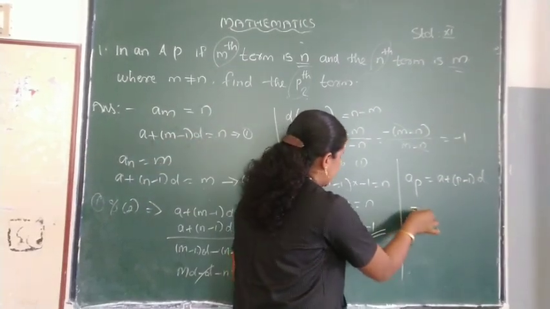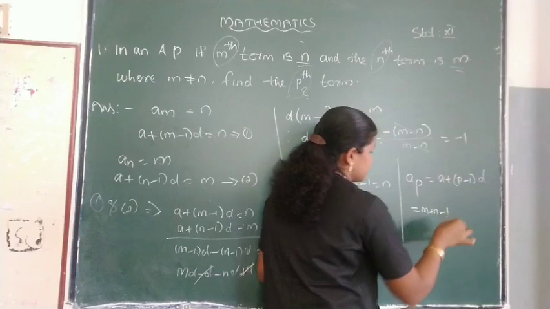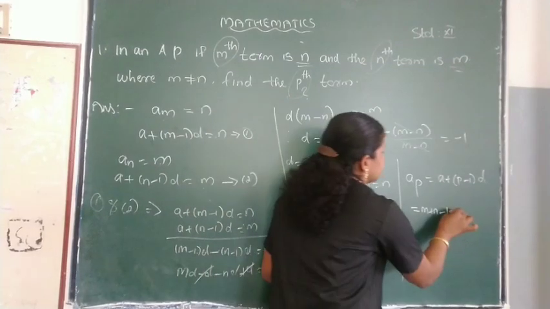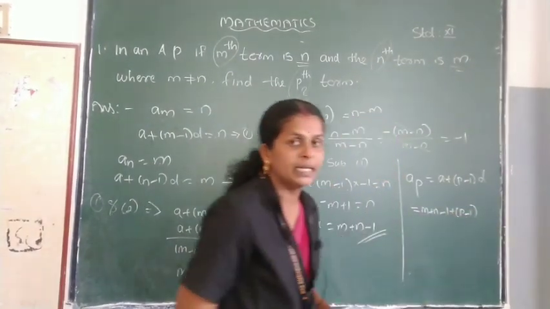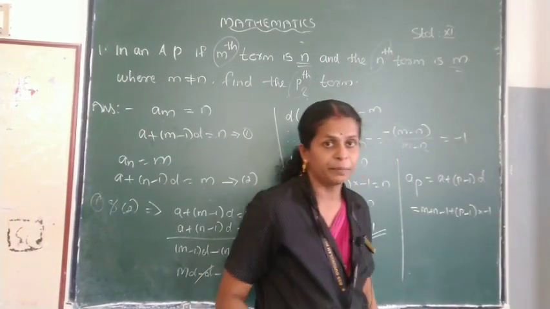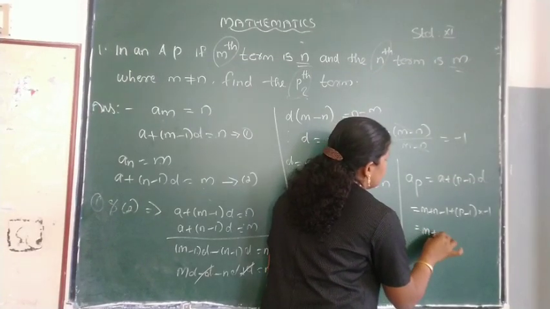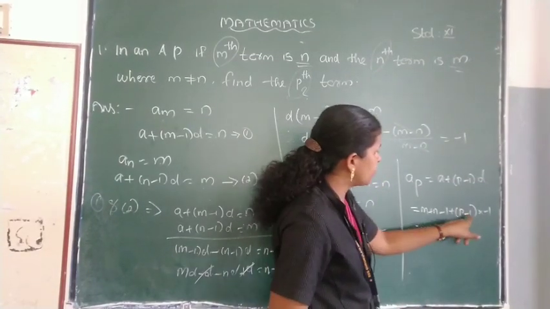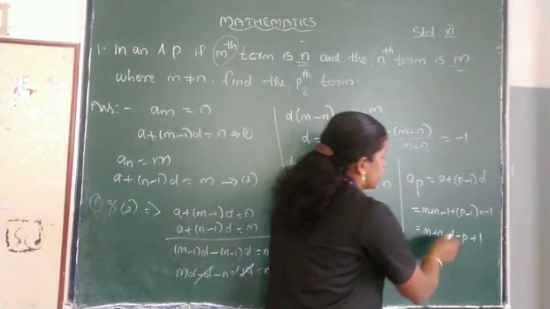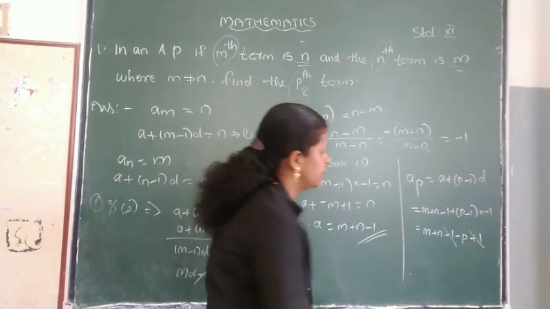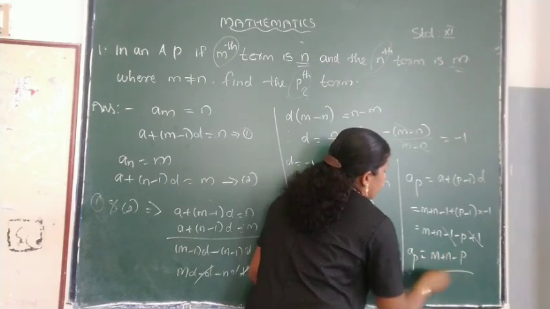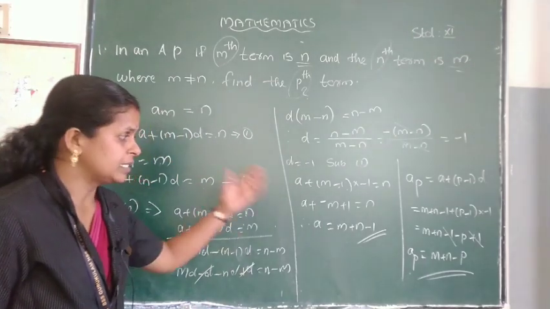So already we got a equal to m plus n minus 1. Instead of a we put the value of a, that is m plus n minus 1 plus p minus 1 into d. d is what? d also we got, that is minus 1. So instead of d we substitute minus 1. Then we change the bracket: m plus n minus 1, then minus 1 into p, minus of minus 1 is plus 1. So here minus 1 and plus 1 cancel. Then we will get m plus n minus p. That is, the pth term ap equal to m plus n minus p. Okay, this is the answer.